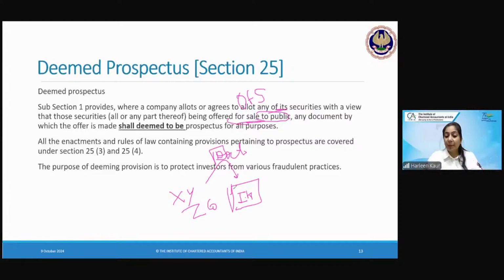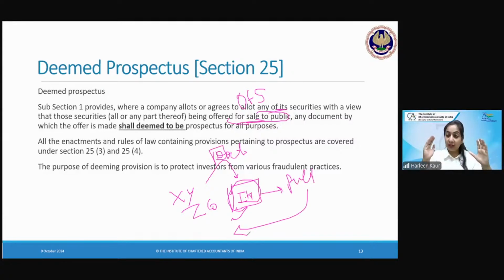So this XYZ company will give all the details to the issuing house. This is my net worth, this is my financial position, everything. And the company will sell the shares to them and take the money from them. They'll just sell the shares to this intermediary party and tell them that when you sell these shares to the public, as and when you receive the money, you give us the money.